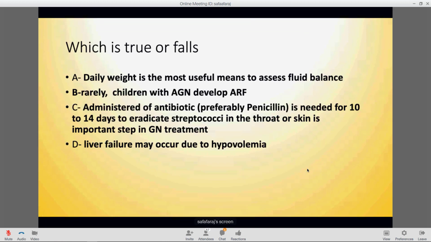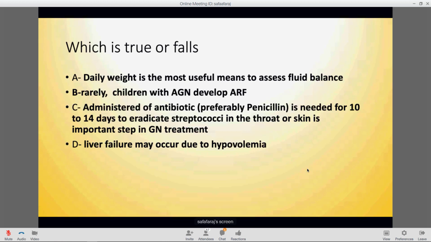Daily weight is the most useful means to assess fluid balance. False. To show decrease or increase in edema. Daily weight is the most useful means to assess fluid balance, which is reflected by edema. Another way to say it is to assess edema, because the fluid balance may be manifested behind edema. Okay.